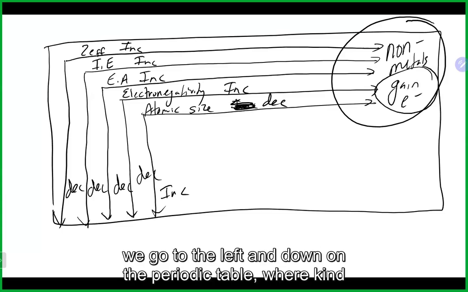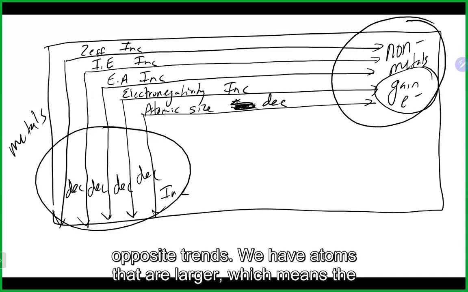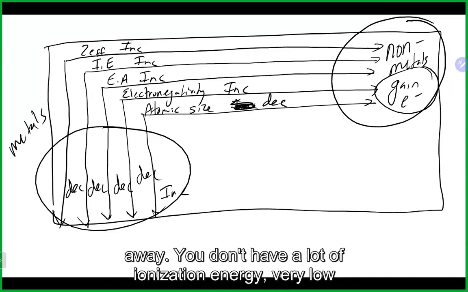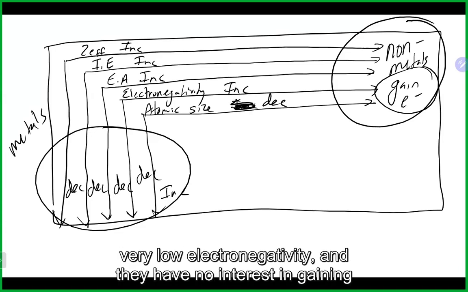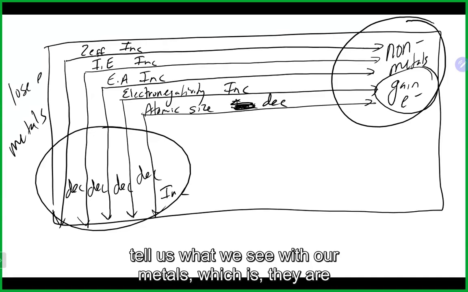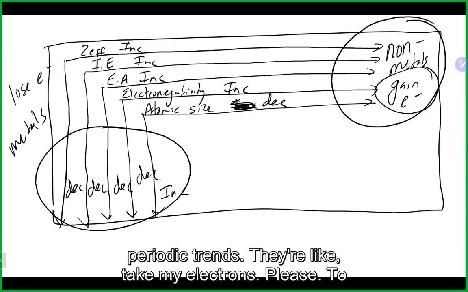Now, if we go to the left and down on the periodic table, where kind of our metals are, if you will, we have basically all the opposite trends. We have atoms that are larger, which means the outer electrons aren't close to the nucleus. They're not held as tightly, which means you could just look at them and they'll go away. You don't have a lot of ionization energy, very low ionization energy. They have no interest in electrons. They have very low electronegativity, and they have no interest in gaining electrons. So all of those things for our metals basically tell us what we see with our metals, which is they are typically the ones that will lose electrons because of those periodic trends. They're like, take my electrons, please.